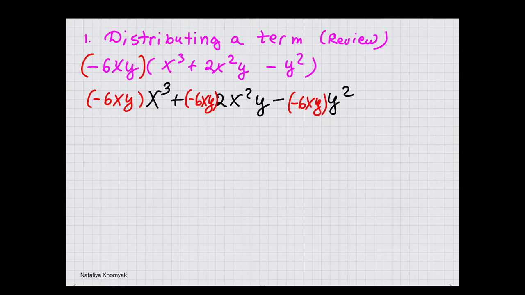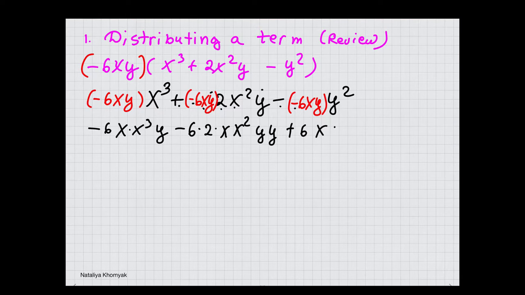On this step, I'm going to simplify signs and rewrite my factors as needed. So we have negative 6x times x to the 3y, positive times negative, negative 6 times 2. I'm going to group similar items together, times this x, times this x to the second, y times this y. Negative, negative, positive, 6xy, y to the second.